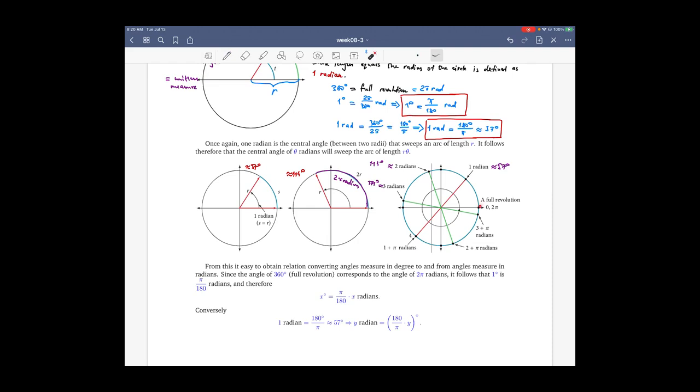Now, because a full revolution has a measure of 2 pi radians, half revolution has a measure of pi radians. So this here, half revolution, 180 degrees, is pi radians.